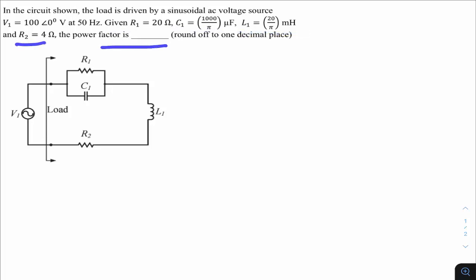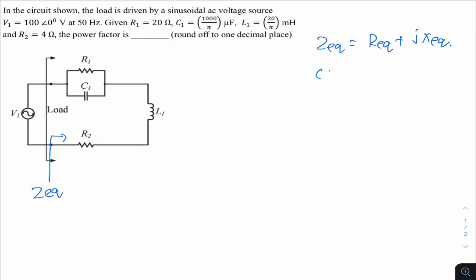The power factor is. So one of the simplest approaches in this case is, we know we can have the equivalent Z of this. So Z equivalent happens to be R equivalent plus jX equivalent. In this case, your power factor will be given by cos phi Z, that happens to be R equivalent divided by magnitude of Z equivalent.